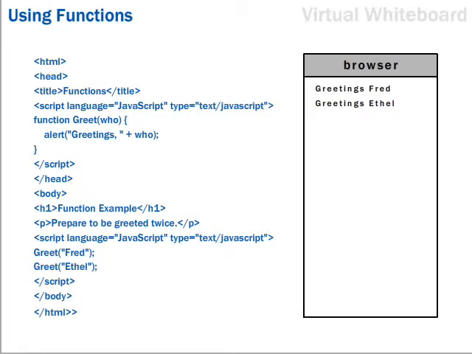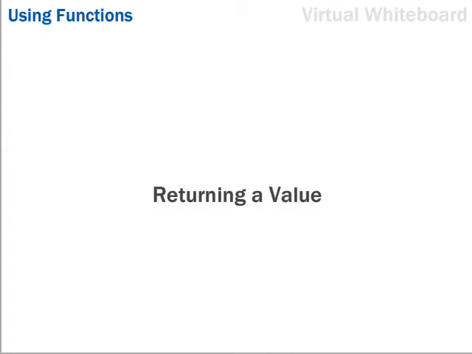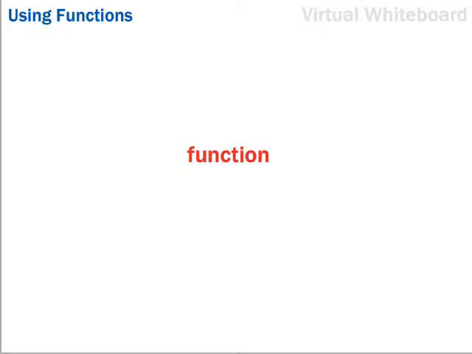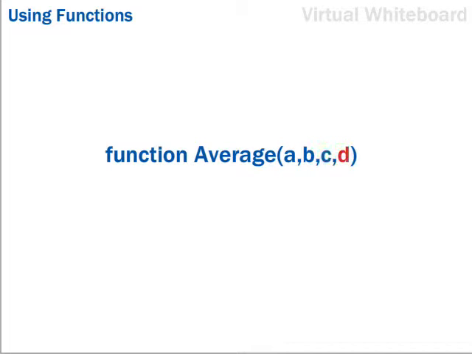The function that we just created displays a message to the user, but functions can also return a value to the script that called them. This allows you to use functions to calculate values. As an example, you can create a function that averages 4 numbers. Your function should begin with the function keyword, the function's name, and the parameters it accepts. We will use the variable names a, b, c, and d for the 4 numbers to average. Here is the first line of the function.